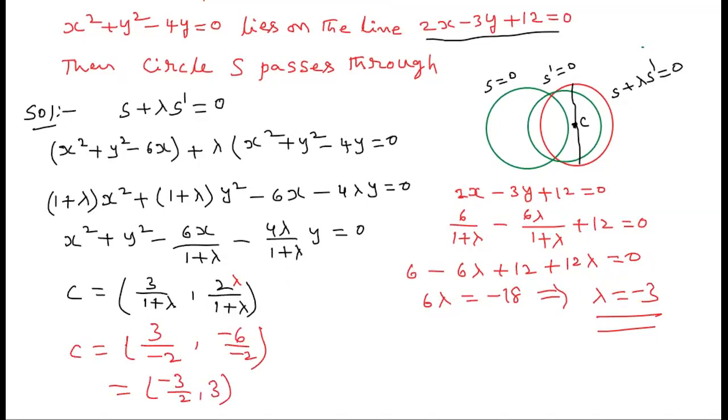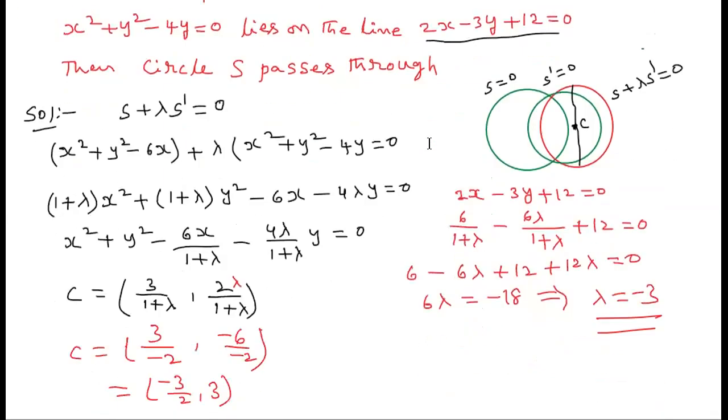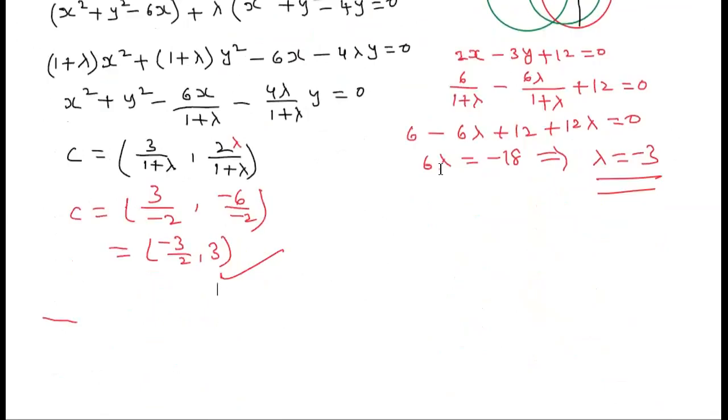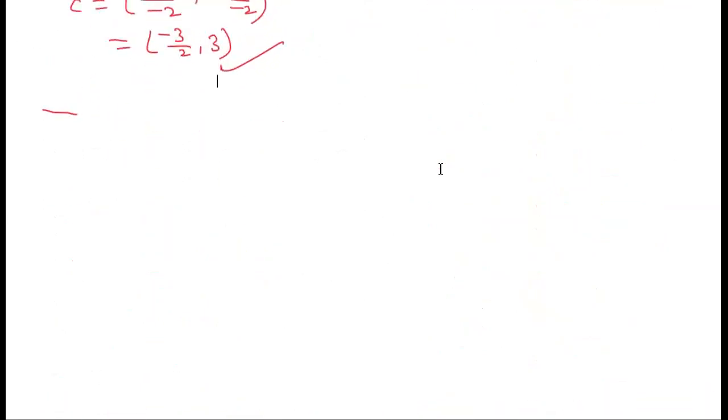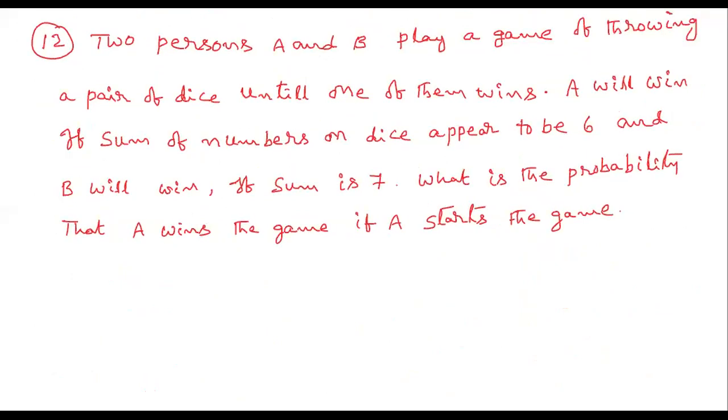Now once see the question, what we need to find? Center of the circle S. Finally, the answer is minus 3 by 2 comma 3. This is a regular question in IP, but in Mains given, it will take time. Next, see the next question.